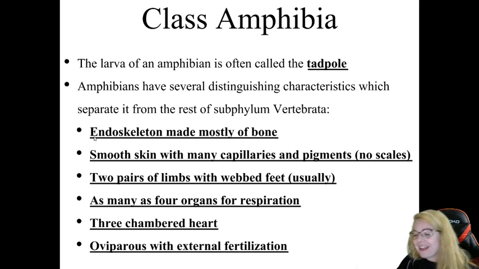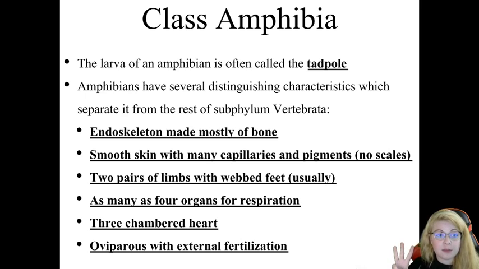Okay, so the larvae of an amphibian are often called the tadpole, as I just said, and amphibians have several distinguishing characteristics which separate it from the rest of subphylum Vertebrata. And so these are the distinguishing characteristics. For one, they have an endoskeleton made mostly of bone. They have a smooth skin with many capillaries and pigments, so they have no scales, unlike some of the other creatures that we've just studied, like the sharks and the bony fish. They have 2 pairs of limbs with webbed feet, or most amphibians have webbed feet. They have as many as 4 organs for respiration.